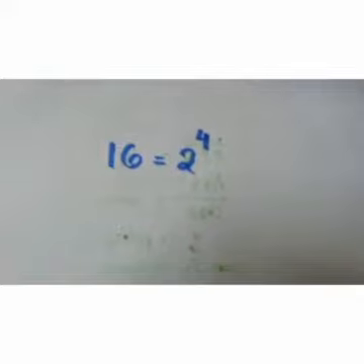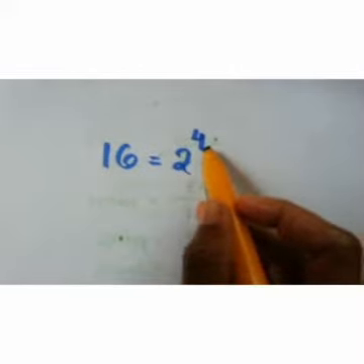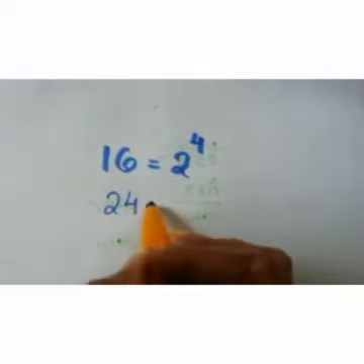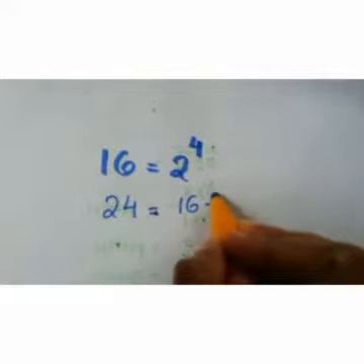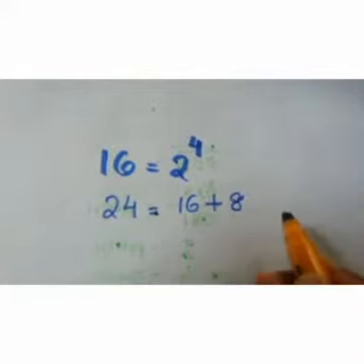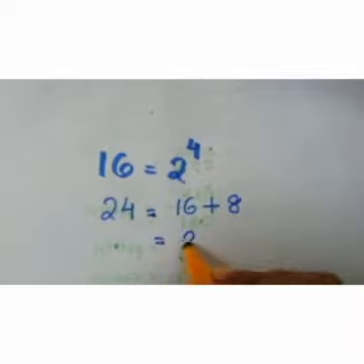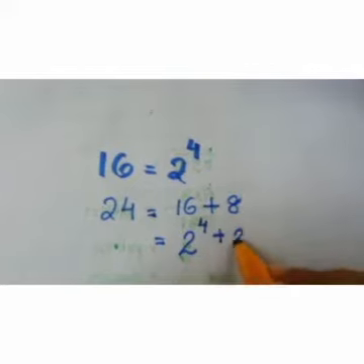We saw that even numbers can be written as a sum of powers of 2, like this. 16 can be expressed as 2 raised to 4. Or 24 can be expressed as 16 plus 8, a sum of even numbers. It can also be expressed in powers of 2: 2 raised to 4 plus 2 raised to 3.